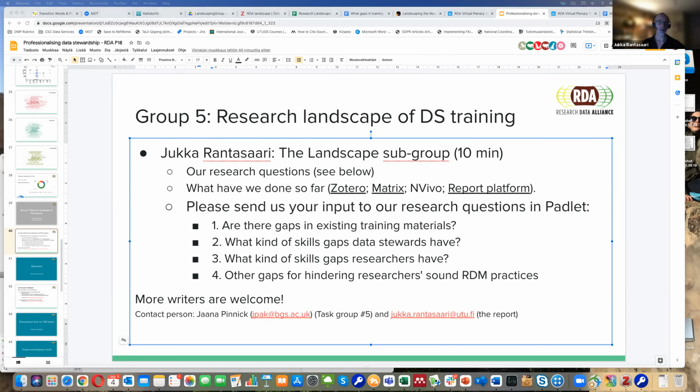Hence, the upcoming report will inform, first, what are the data stewards' and researchers' skills gaps in RDM? Second, what kind of training is needed to bridge these gaps? Third, what are the existing training resources? And fourth, what are the gaps in existing training resources?